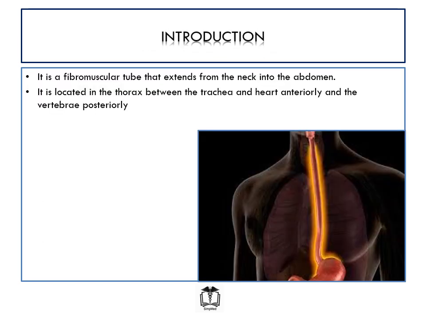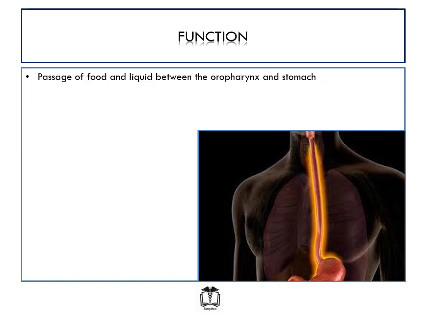The esophagus is a fibromuscular tube extending from the neck down to the abdomen. It is located within the thorax, hence the reason why we're talking about it in this model, and it tends to be found sandwiched between the trachea in front, and the heart also in front, and then the vertebrae behind.